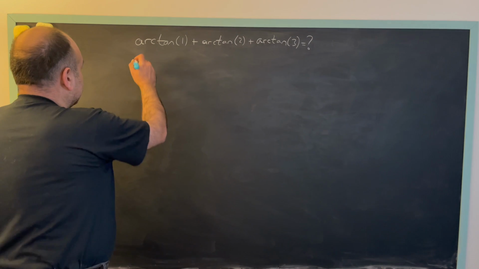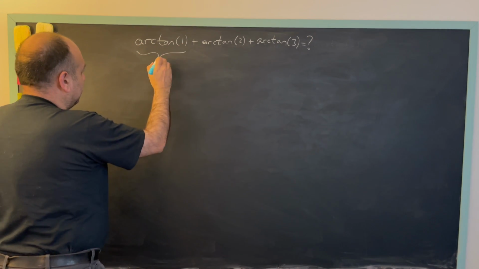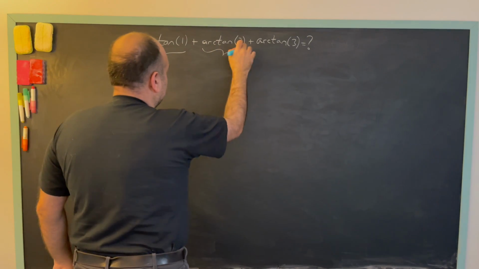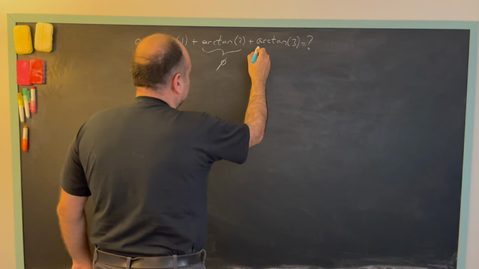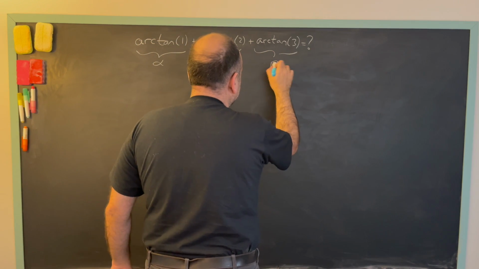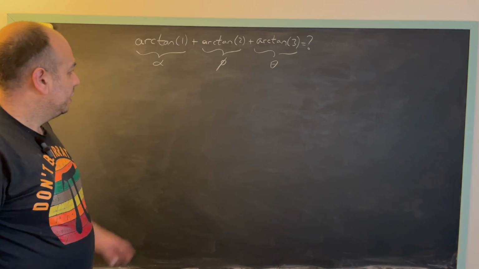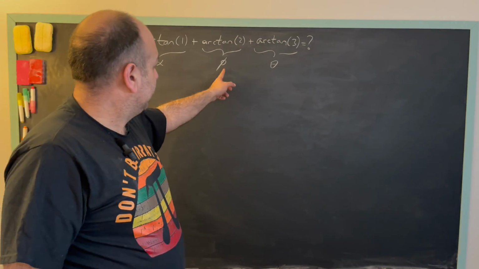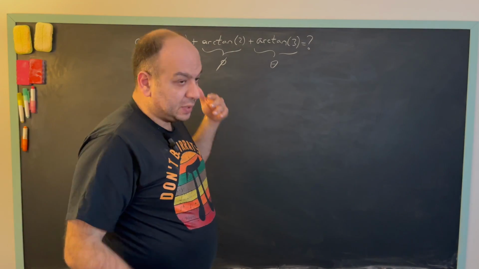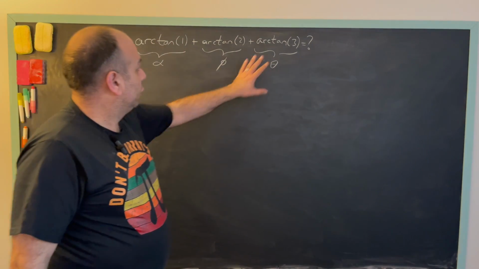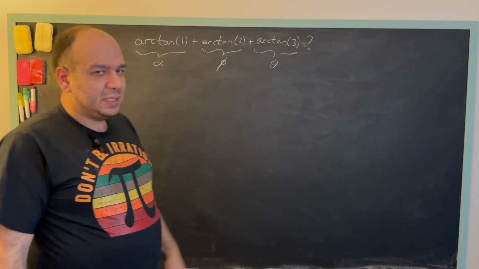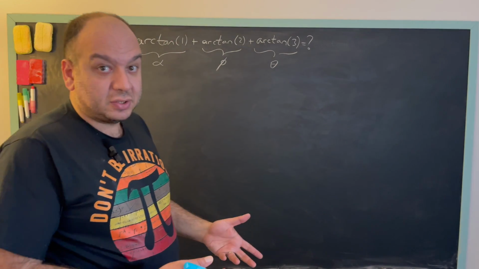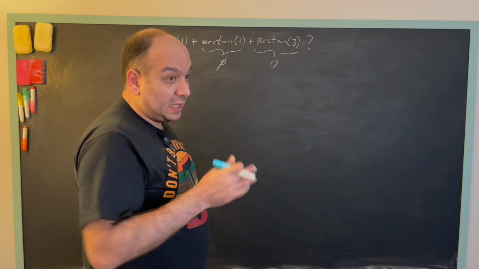So if we call this angle alpha, and this to be, let's say, phi, and this to be theta, okay? We know that alpha must be less than pi over 2, phi must be less than pi over 2, and theta must be less than pi over 2. So for each of these angles, I can actually draw a right triangle, right? So this is what I will do.